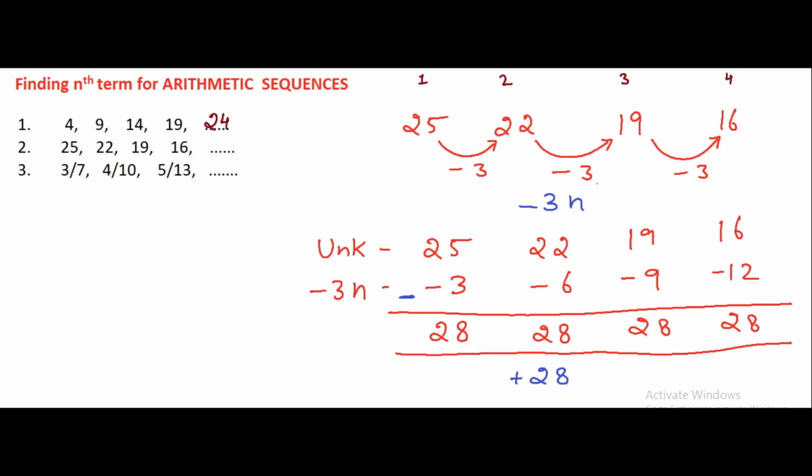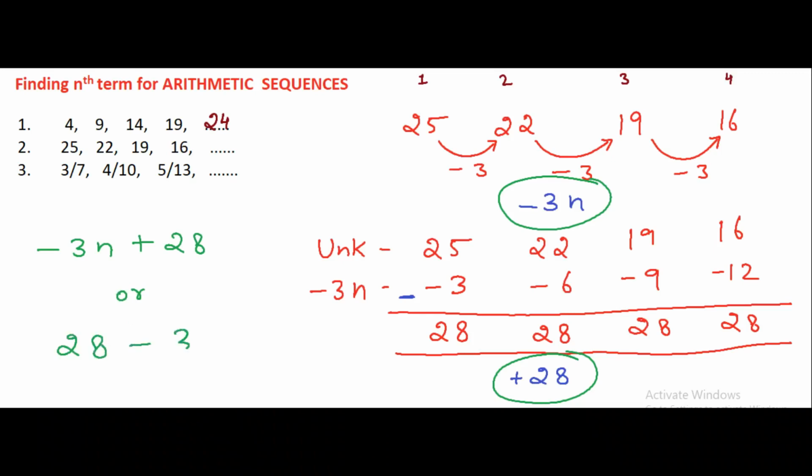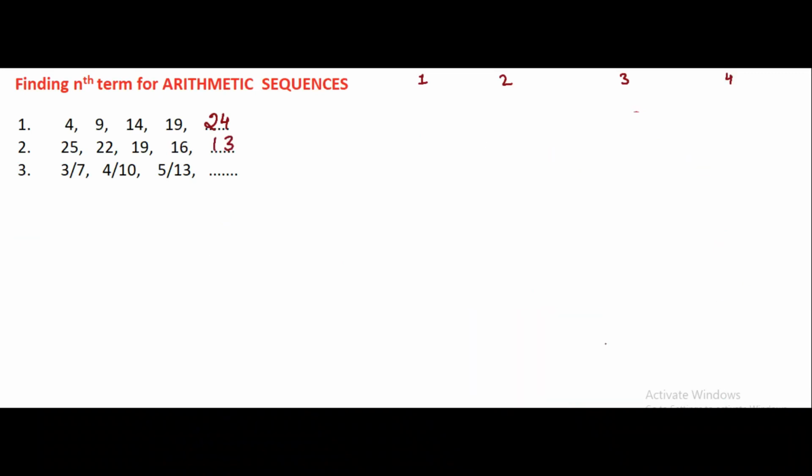So here what will be your answer? Your answer will be something like this. You just need to circle these two things down. Either you can write it as minus 3n plus 28, or it can be written as 28 minus 3n. Both of these are your answer and they will give you the same values.